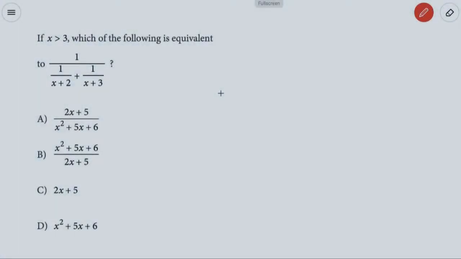Hi everyone. Today we're going to be demonstrating how to answer questions like this in a quick and easy fashion on the SAT. Now, this question right here tests if you can do mathematical operations with algebraic expressions.